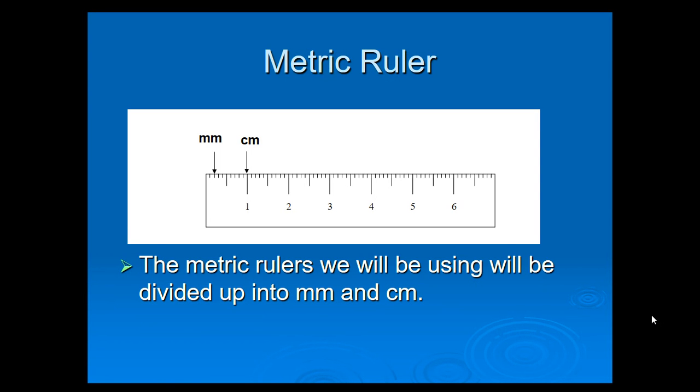First off, when we look at our metric ruler, it looks very, very similar to our standard ruler. It's broken up into two parts. Each line on the ruler is considered a millimeter. So every one of those lines you see could be considered a millimeter. Every group of 10 is considered a centimeter. So we could have 1 centimeter or 10 millimeters, and those both mean the same thing.